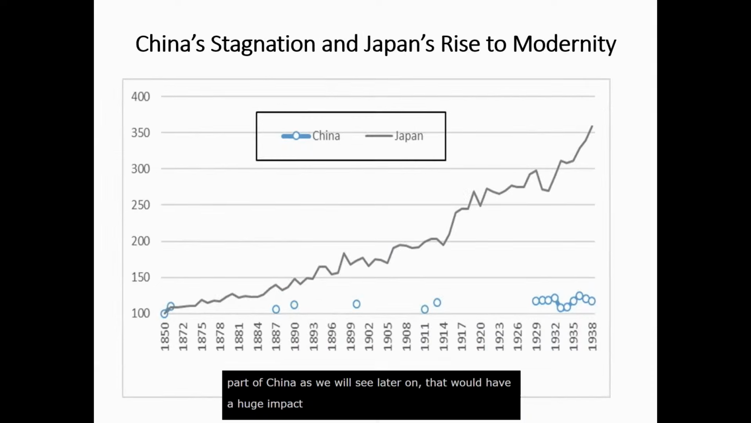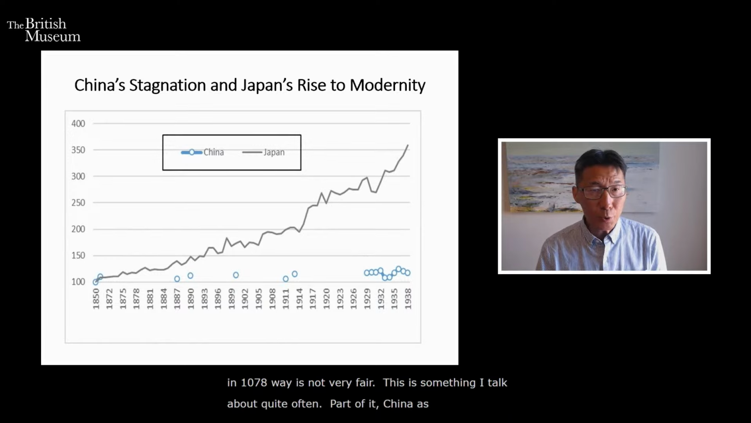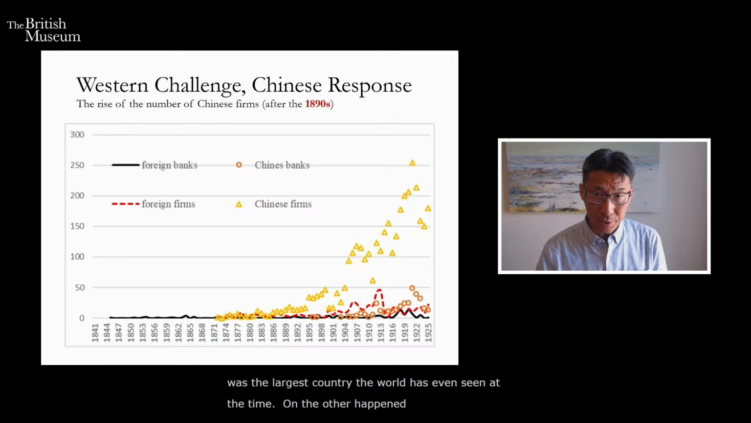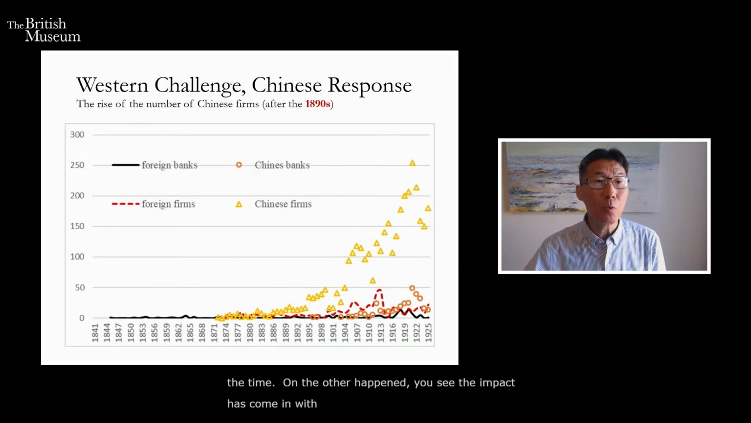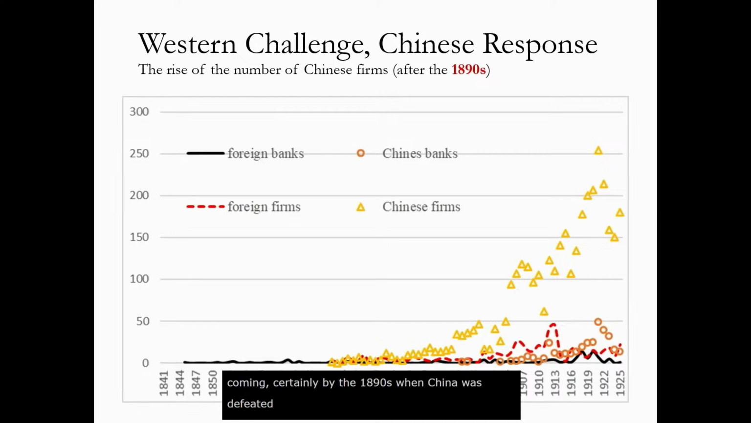Now, this particular stagnation is in some way not very fair. This is something I talk about quite often, because part of it is that China as a country was so big, about 400 million people. That was really the largest country the world had ever seen at the time. On the other hand, you see the impact, as the introduction pointed out, as modern firms began to rise. In the beginning, foreign banks were coming in. But by the 1890s, when China was defeated by Japan, you could see the rise of Chinese firms, particularly modern Chinese banks, which we will see as the rise of modern finance. So this is something quite important.